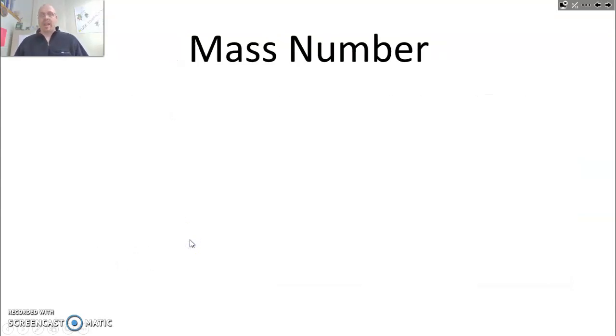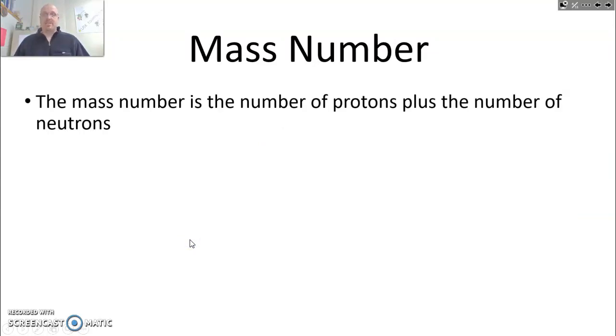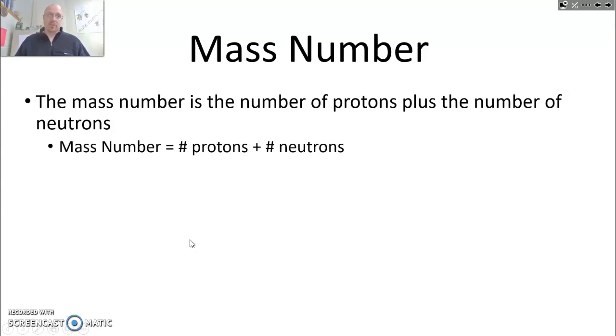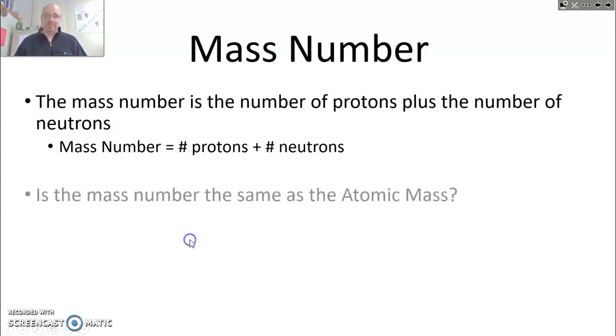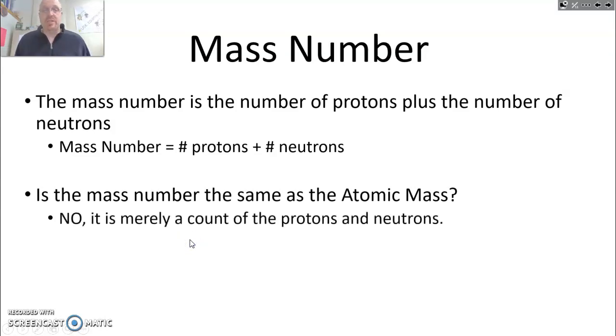Another thing that we talk about when we talk about atoms is the mass number. Now, the mass number is the number of protons plus the number of neutrons, okay? And the reason we say that is because basically the protons and the neutrons have all the mass in an atom. Remember, the electrons are very, very light. Is the mass number the same as the atomic mass? No, it is not, because it's merely a count of the protons and the neutrons. We're just counting them. Okay, so remember, the mass number has the word number in it. All right, so mass number is just a count.